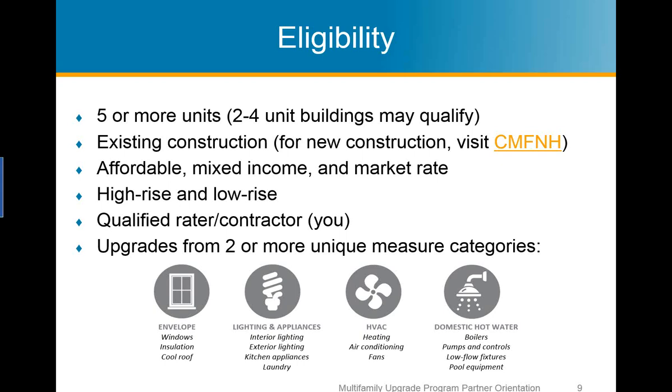The program requires that the building owner hire a qualified rater and contractor, which is all of you here on the call today. It also requires upgrades from two or more unique measure categories. You can see on the bottom that includes envelope, lighting, appliances, HVAC, and domestic hot water. The measures listed on the screen are some of the most common measures. We have had some other measures participate in the program, so if you don't see a measure listed here or in the program handbook, which we'll go over in a little bit, feel free to contact the program staff and we can help you determine if that's an eligible measure for the program.